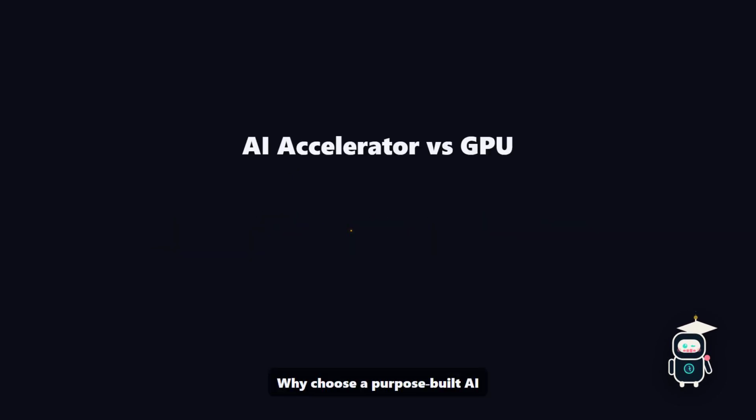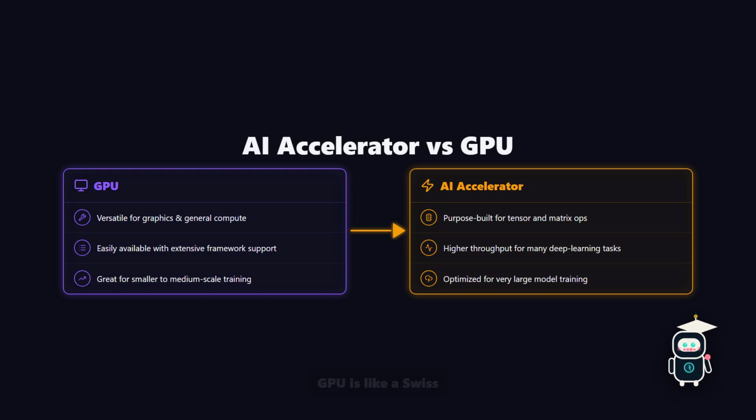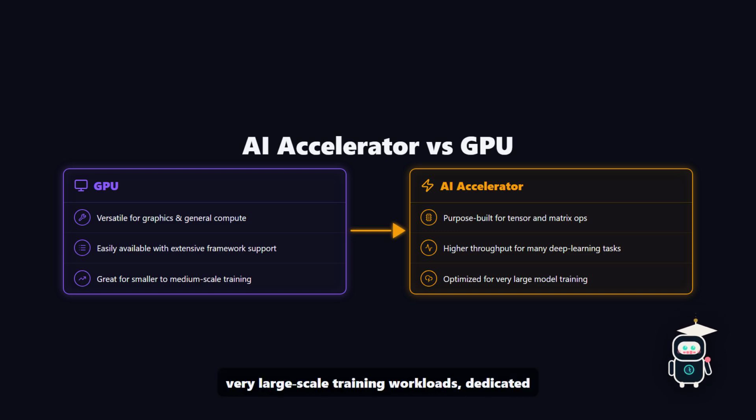And because they're tightly integrated with popular ML frameworks, you don't have to rewrite your code. Why choose a purpose-built AI accelerator over a GPU? A GPU is like a Swiss Army knife, great for many parallel tasks, from rendering to scientific computing. But an AI accelerator is a surgical instrument designed from the ground up for tensor operations. For very large-scale training workloads, dedicated AI accelerators can offer compelling performance and efficiency gains. If your pipeline is built on common ML frameworks, switching to a custom accelerator may significantly speed up training. GPUs remain formidable and versatile, but when you need to train at cloud scale, custom chips can be a game changer.